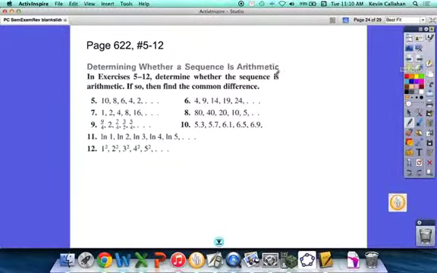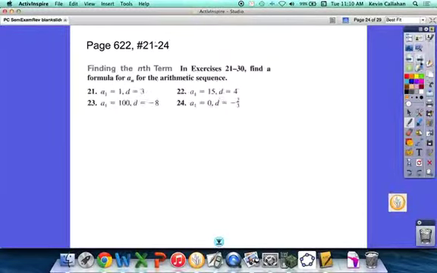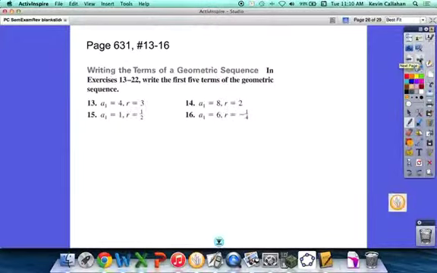You know, I think we know this. How do you determine whether it's arithmetic? We just did it. I think we know how to use A1 and D to find the formula for the nth term and how to use the formula to find any term. I think we know how to use A1 and R to find the nth term of a geometric and how to use the formula to find any term.